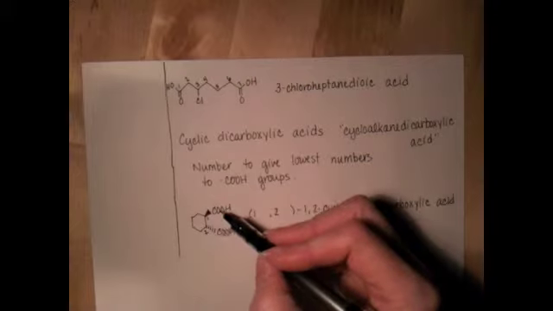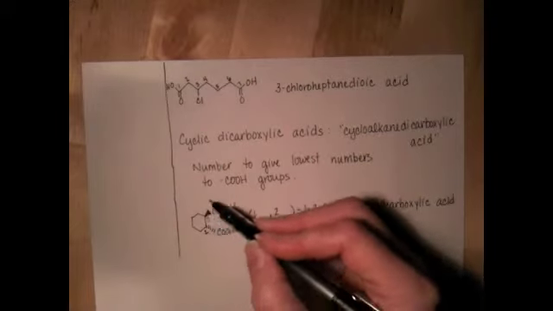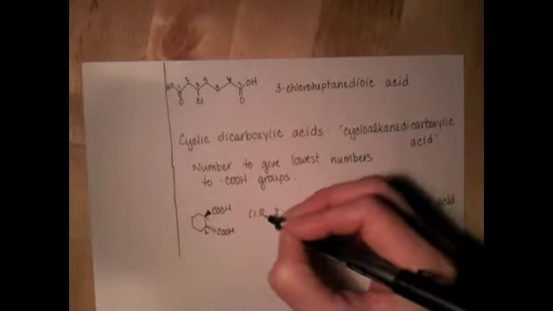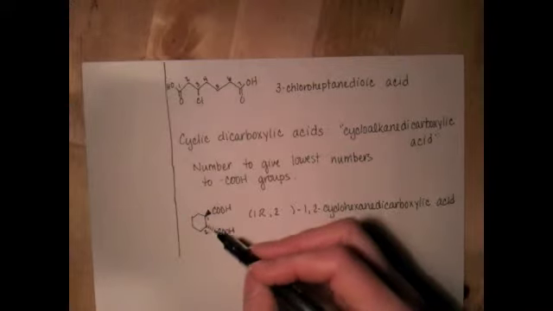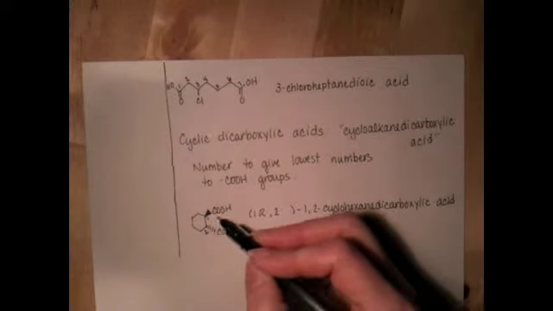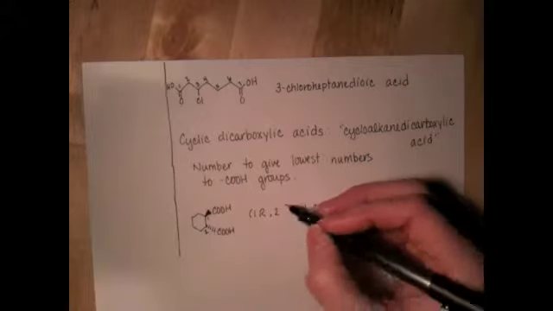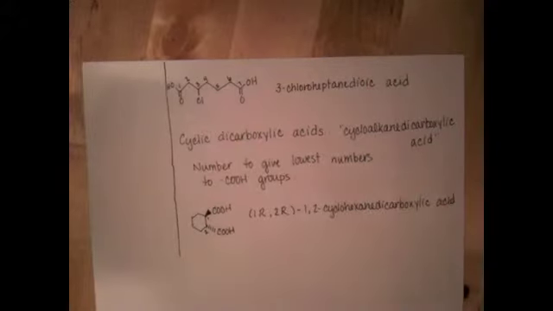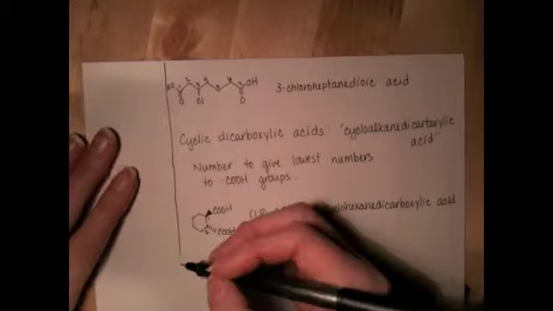Carbon number 1 is an R, and carbon number 2 has a low priority group in front, so this would be, looks like an S, but it's reversed because the low priority group's in front, so it's an R.